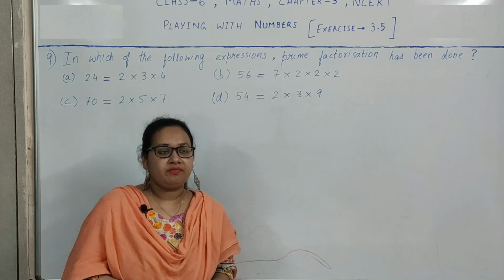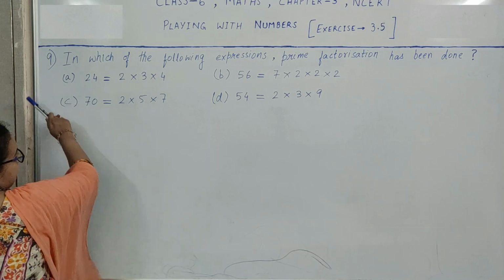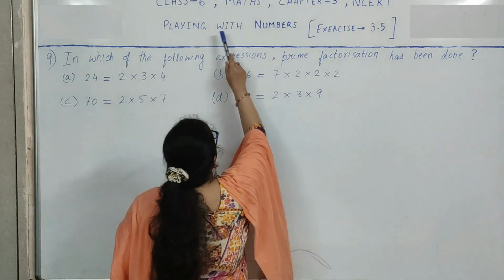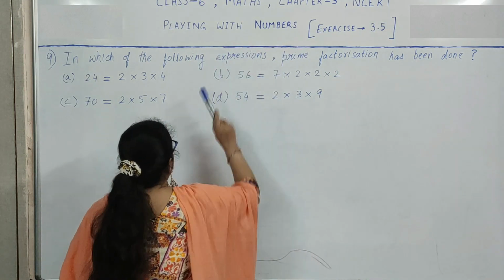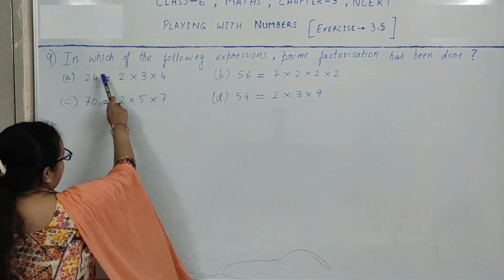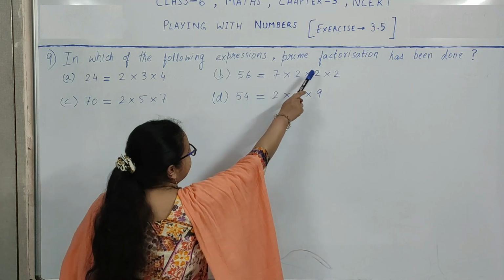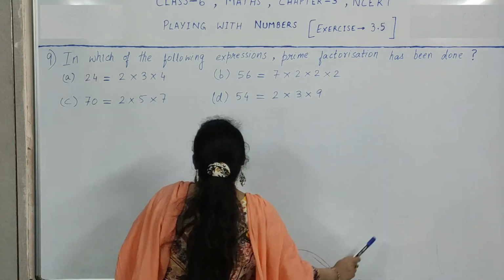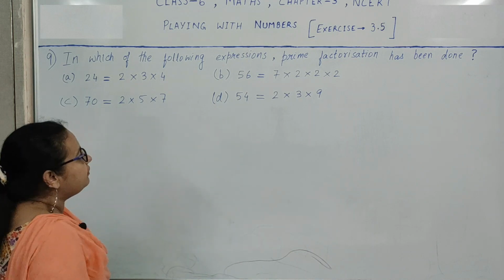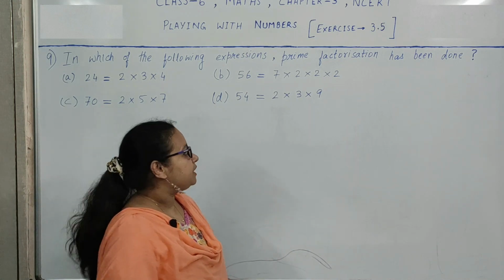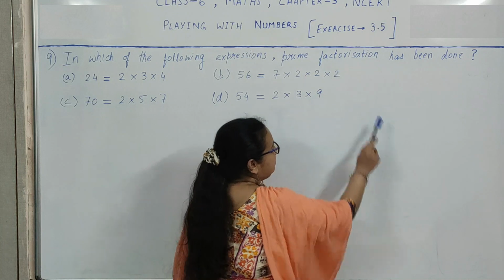In today's class, we will do question number 9 of exercise 3.5 from the 6th class Maths NCERT book, from chapter number 3, which is Playing with Numbers. The question is, in which of the following expressions has prime factorization been done? So here are 4 expressions A, B, C and D, and we have to find in which of these expressions prime factorization has been done.